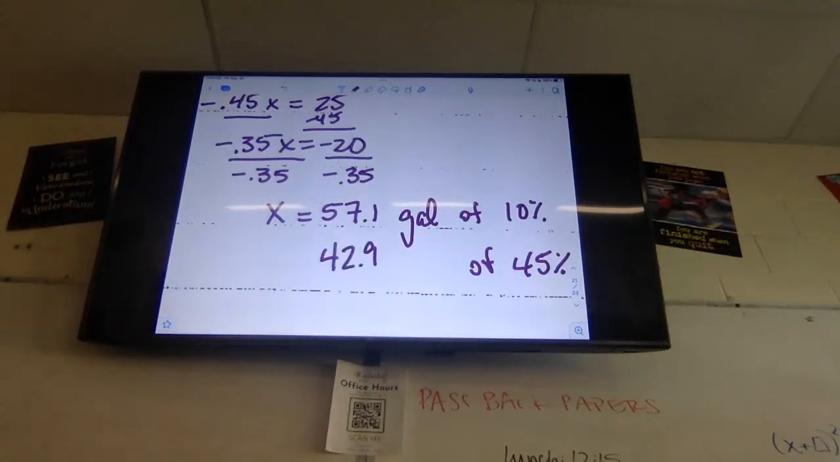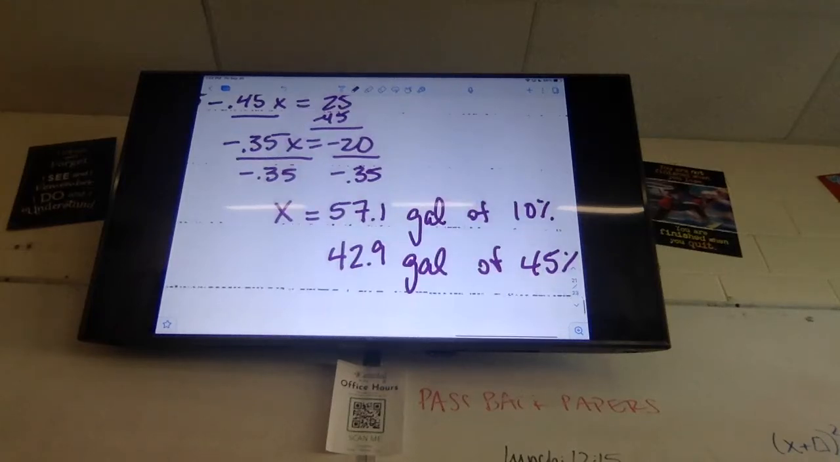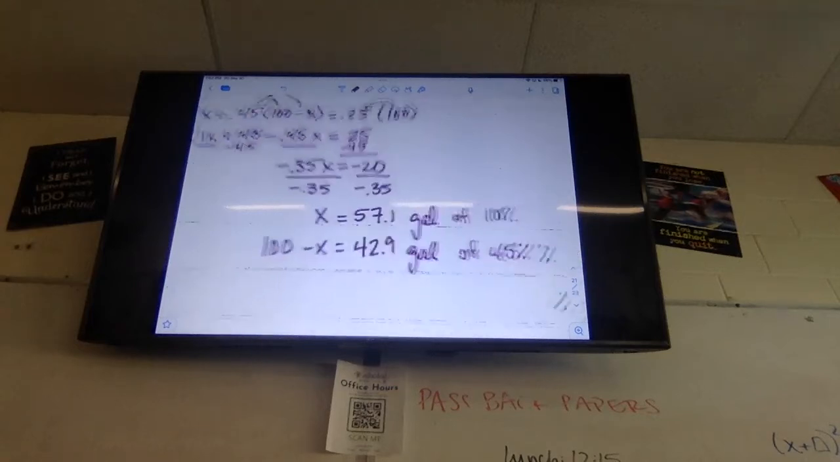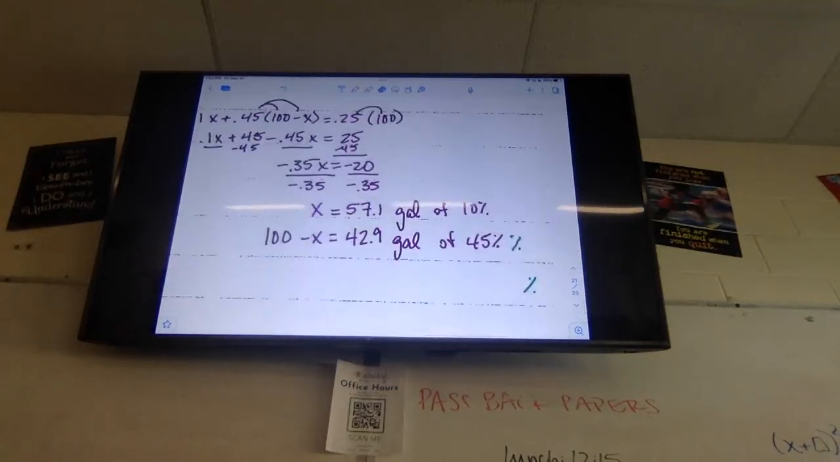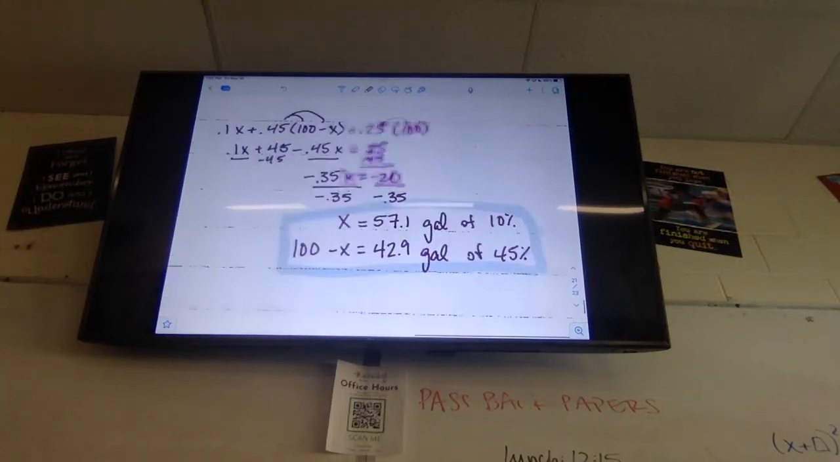42.9? Yeah, mental math. I only know because I messed that up earlier today too. 42.9, and what did you do with that mental math, Megan? What were you doing in your head? 100 minus 57. Perfect. We were doing 100 minus X, and we know our X was 57.1, so 100 minus that would be 42.9 gallons. So that is our final answer. That's not too bad, is it?